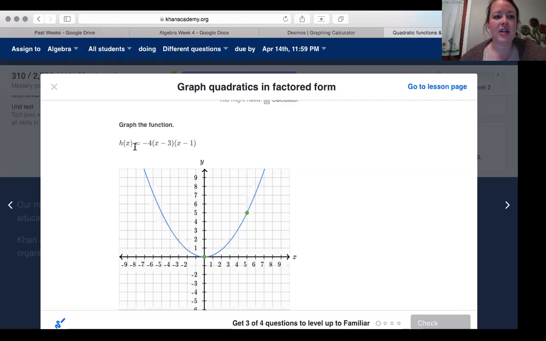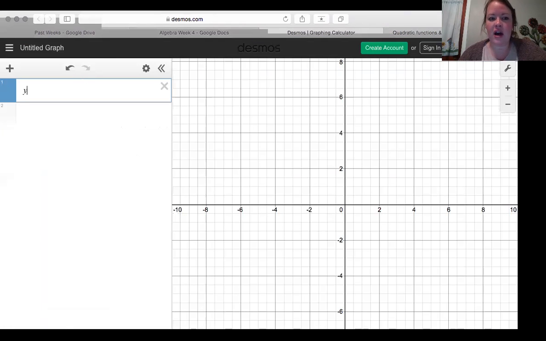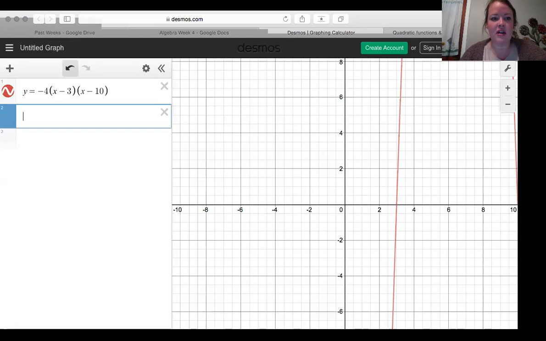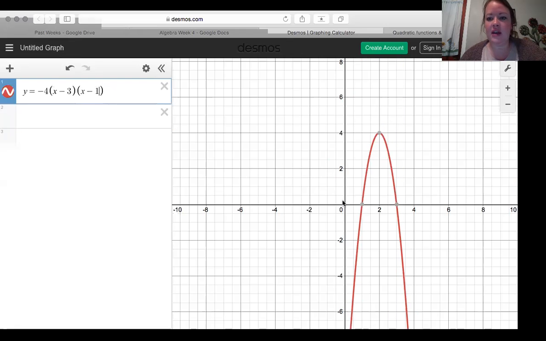So the equation is h of x equals -4 times x minus 3 times x minus 1. So I'm going to write that down so I don't have to go back and forth. -4 x minus 3 x minus 1. So this h of x, remember that's the same thing as y. So I'm not going to write h of x in the graphing calculator. I'm actually going to write y. So y equals -4 times x minus 3 times x minus 1. And then I'm done here, okay?